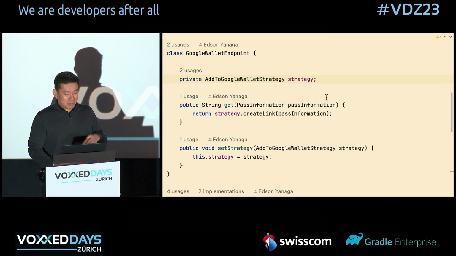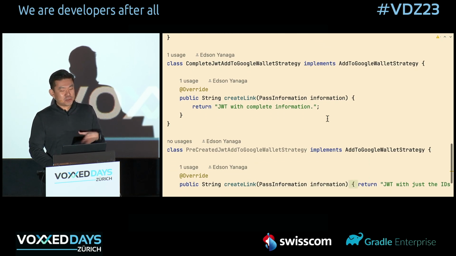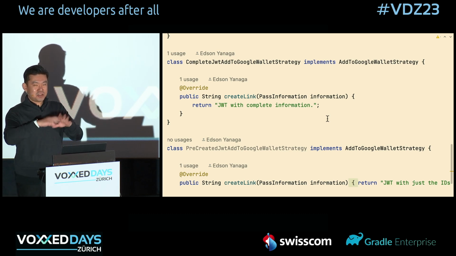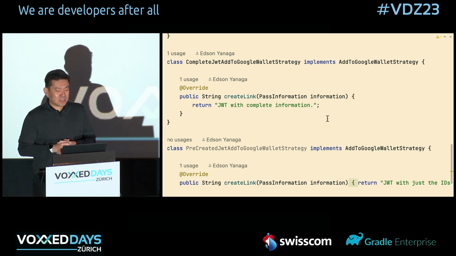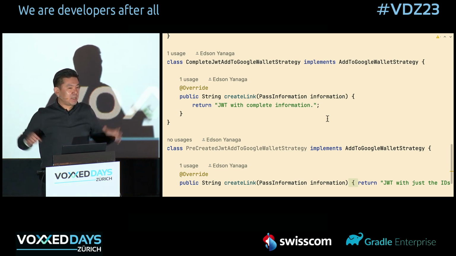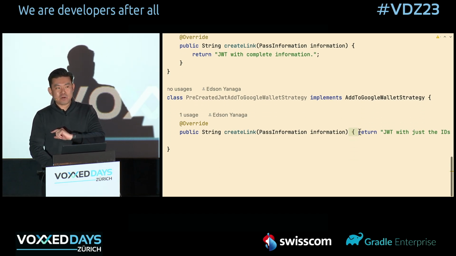Another shameless plug for me. So if you know about the Google Wallet API, you know that there are 2 different ways for you to create the link. You can create a complete JWT. Everybody is using JWT these days, and with Google Wallet it's not different. So you can have a big JWT that contains all the information, or you can pre-create the information and just reference the information in the JWT that you're sending to the user.